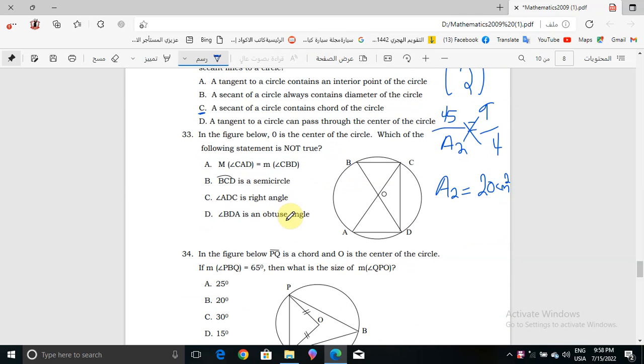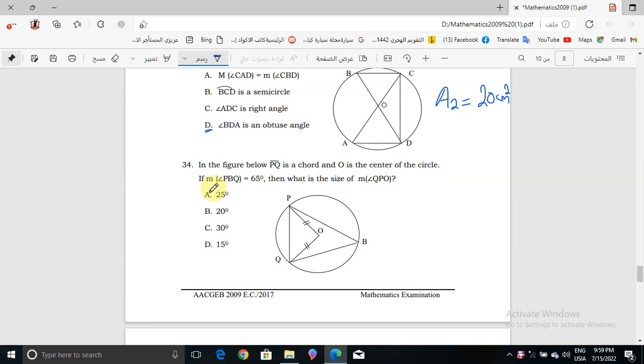Now in question number 33, it says: in the figure below, O is the center of the circle. Which of the following statements is not true? Here we have: measure of angle CAD is equal to measure of CBD. Yes. The arc BCD is a semicircle. Yes. The angle ADC is a right angle. Yes. The angle BDA is an obtuse angle. No. So D is the answer for question number 33.